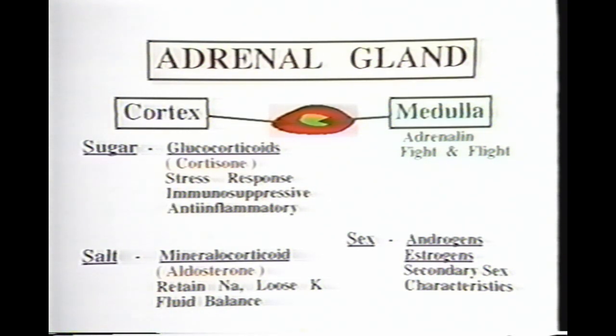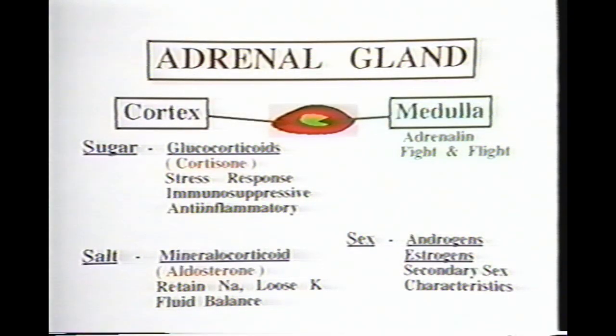One is the stress response. One is it's immunosuppressive and it's also anti-inflammatory. Now with the stress response, a part of that stress response is the conversion of glycogen that's been stored in the liver and the muscles into glucose for emergency energy, hence the term glucocorticoid or sugar hormone. As we all know, cortisone is immunosuppressive. It's used for all your autoimmune diseases. And as a part of suppressing the immune system, it decreases inflammatory response.